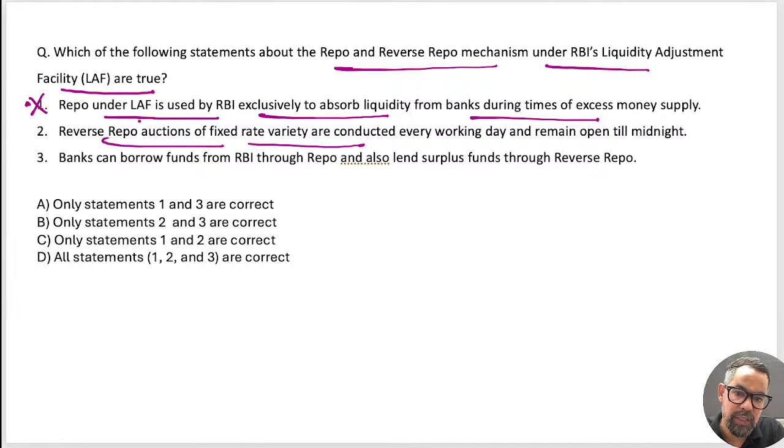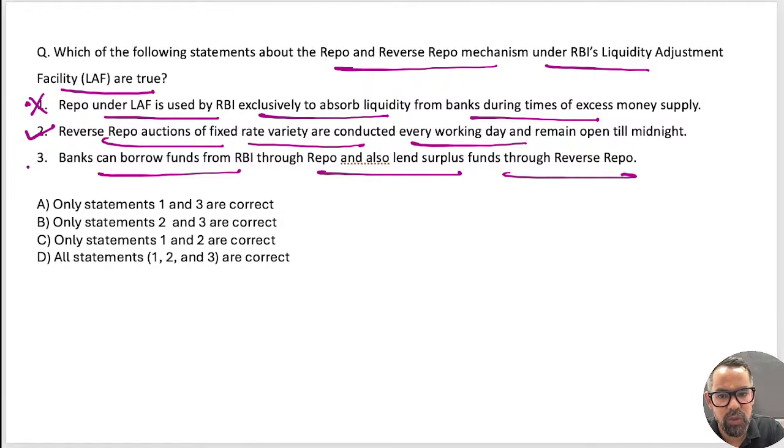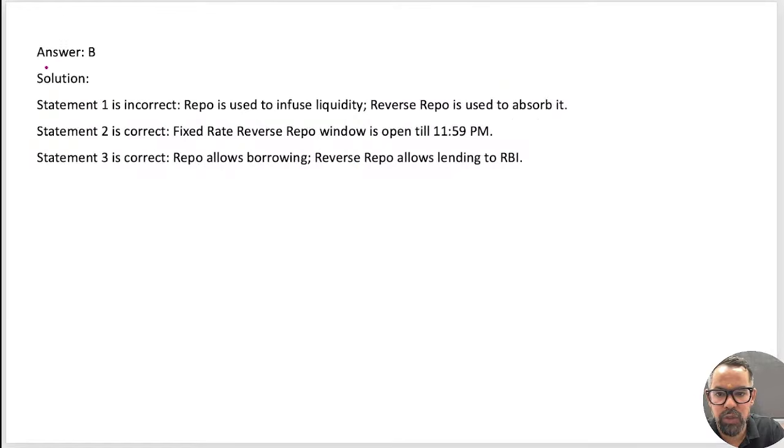The second one is reverse repo, fixed rate variety, conducted on working days and remain open for the midnight. This should be right. Third one is banks can borrow funds from RBI through repo and also lend surplus through reverse repo. 2 and 3 means B should be the right answer for this particular one. Correct.